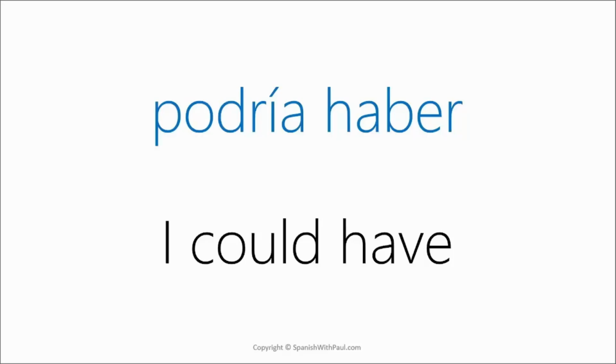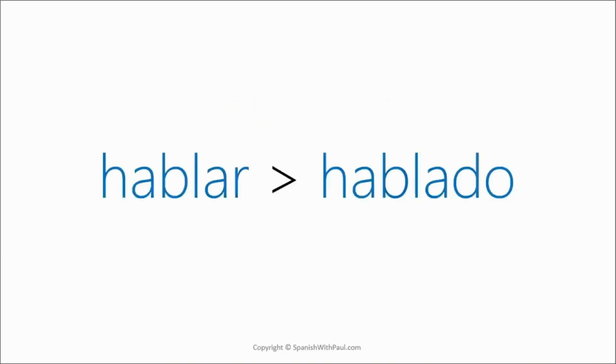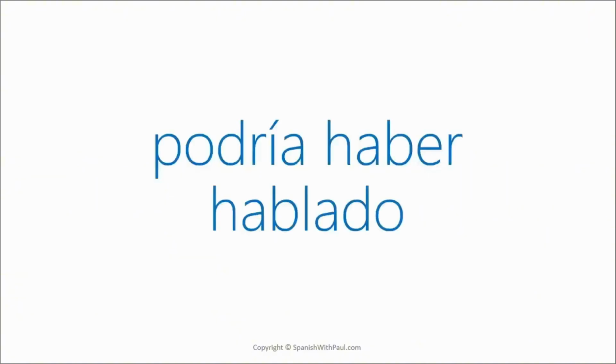Onto that, we have one last thing to do, which is to add the past participle of whatever verb you're using. And normally, this will lead us into an ado or ido sound. So, for example, let's put it all together. Hablar would go to hablado. So, to speak, and hablado is spoken. So, what we want to express is I could have spoken. That would be podría haber hablado.